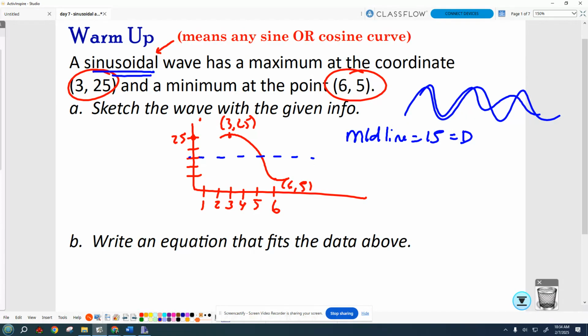I did amplitude 10. How do you know amplitude is 10? Because you wanted to touch both the 25 and 5. So from 25 down 10, or from 5 up 10, I get to the midline, or 25 plus 5 cut in half: 30 cut in half is 15. There's a whole bunch of ways you could figure out the midline and amplitude. You guys all right with calculating that much? Okay.